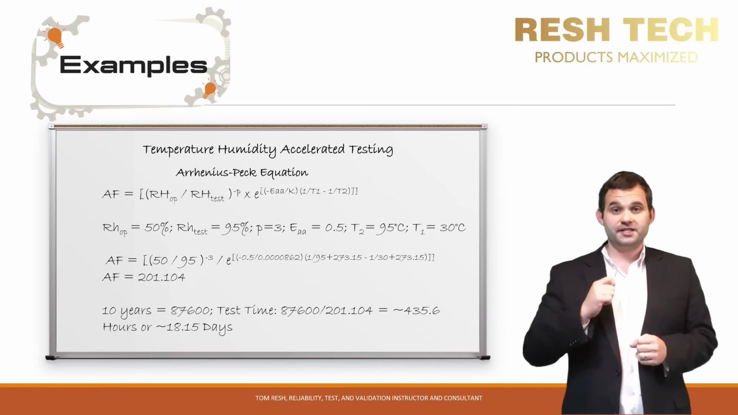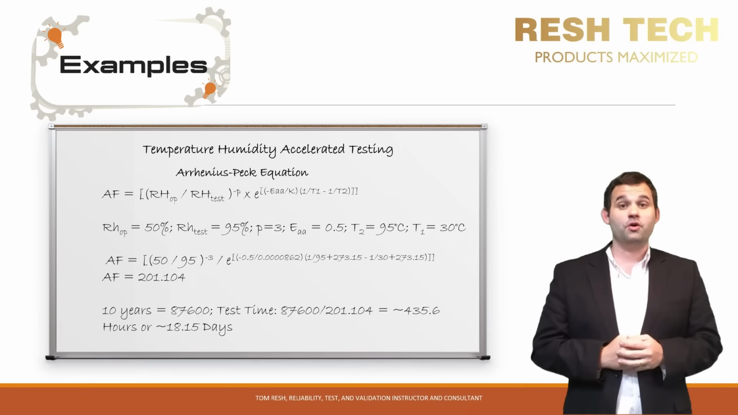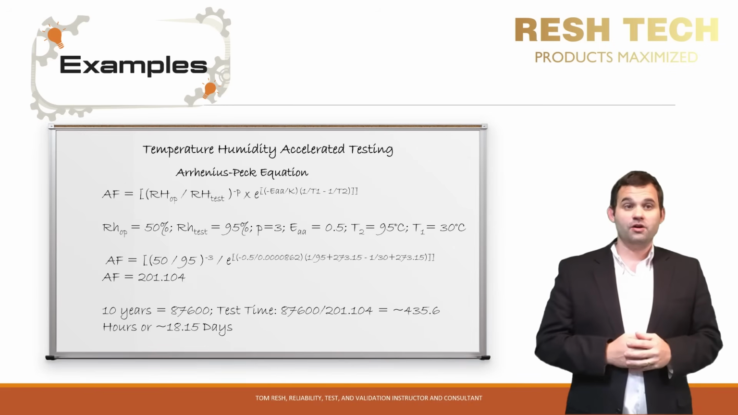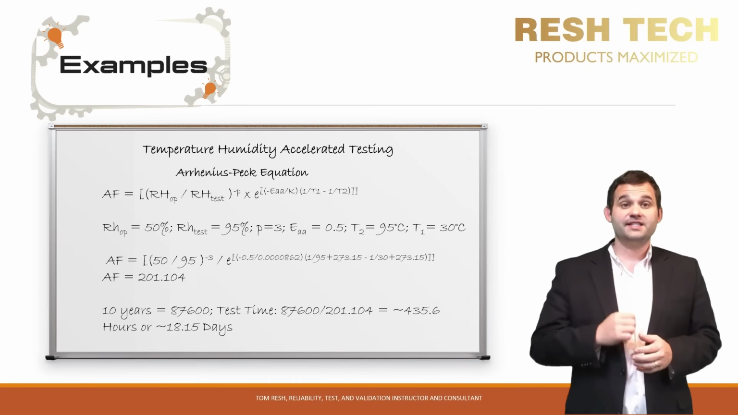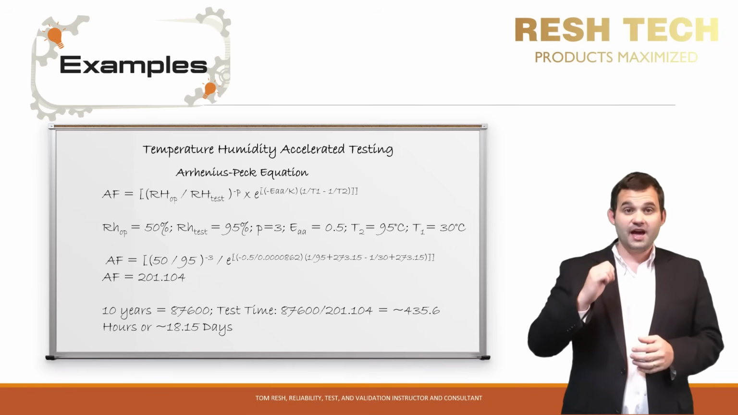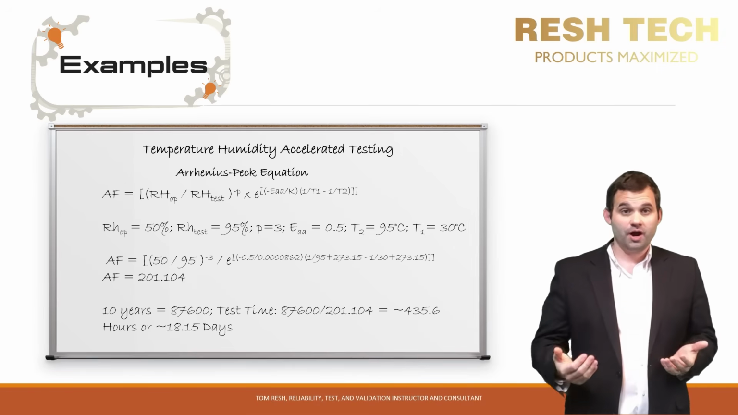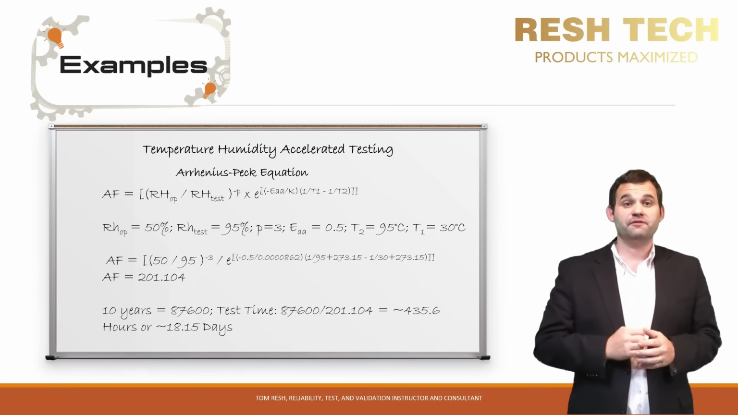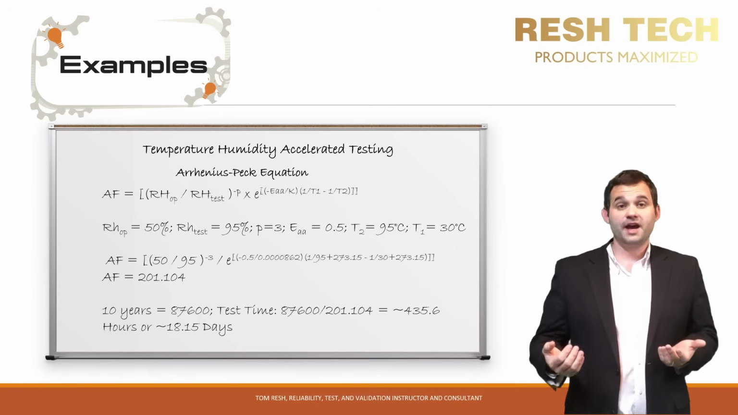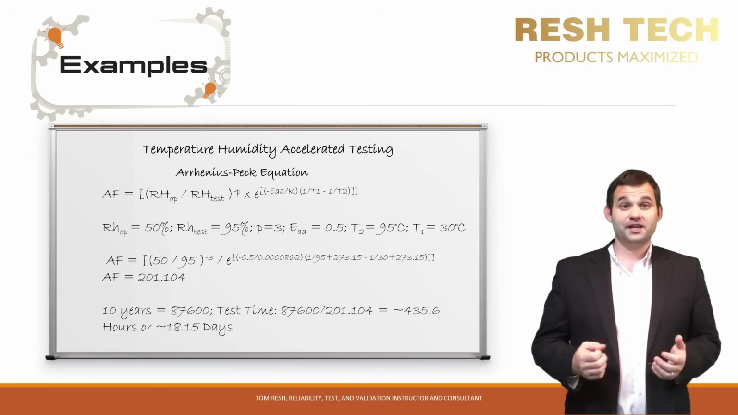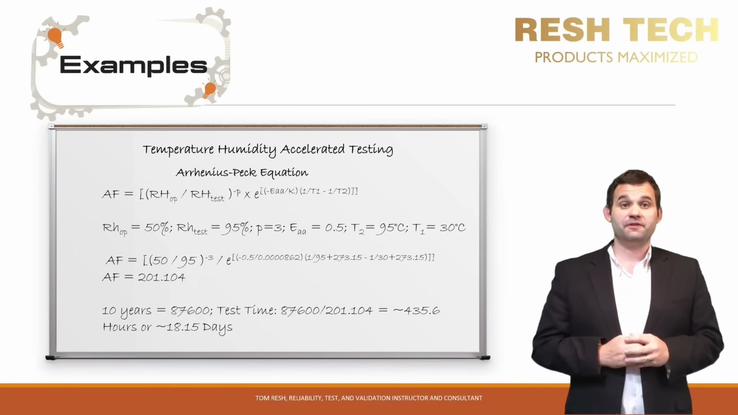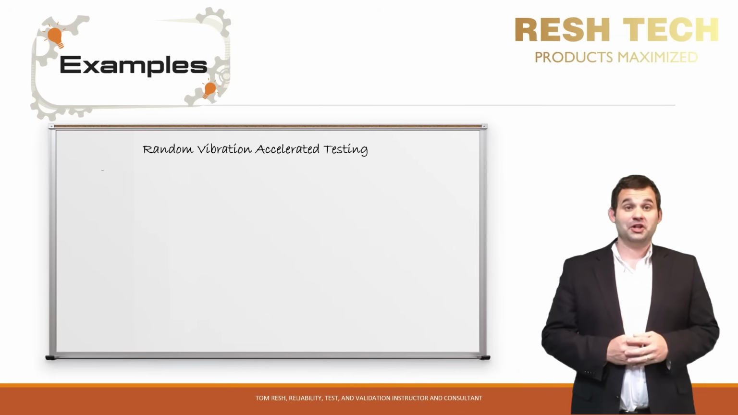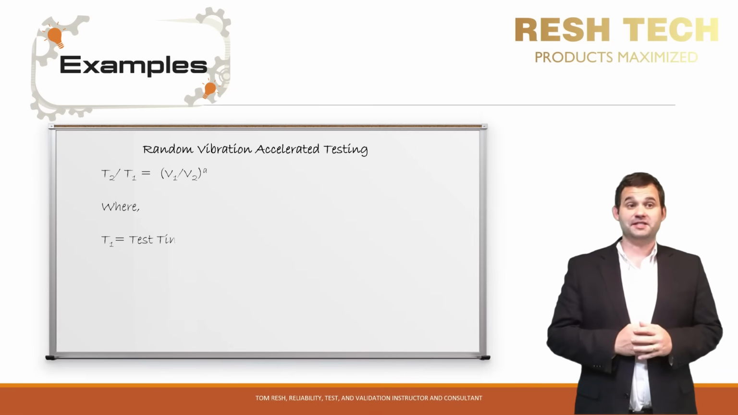Okay, we end up with an acceleration factor of 201.104. Wowzers, that's a big acceleration factor for this test. So recall 10 years, which comes out to 87,600 hours. And the test time, when we plug in our acceleration factor to the 10-year hours duration, comes out to 435.6 hours of test time, or 18.15 days. Once again, wow, what a difference an acceleration factor can do in speeding up learnings on testing your product for life. Let's go ahead and change things up a bit for our final example.